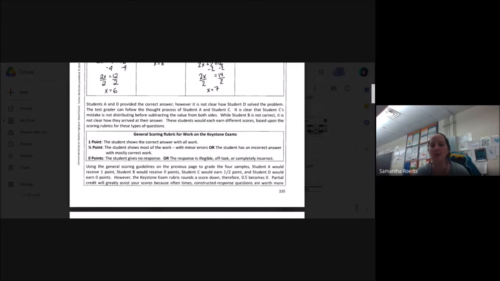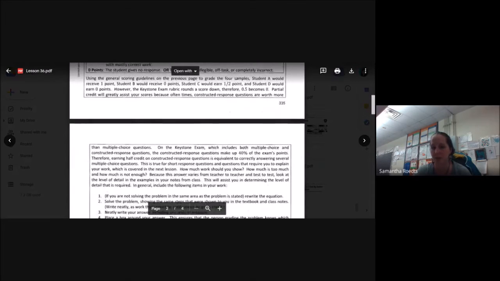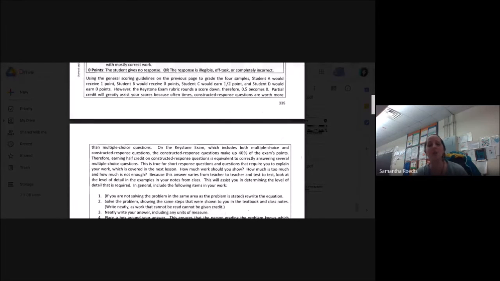Using the general scoring guidelines on the previous page to grade the 4 samples, student A would receive 1 point, student B would receive 0 points, student C would earn half of a point, and student D would earn 0 points. However, the Keystone exam rubric rounds a score down. Therefore, 0.5 becomes 0. Partial credit will greatly assist your scores because oftentimes constructive response questions are worth more than multiple choice questions. On the Keystone exam, which includes both multiple choice and constructive response questions, the constructive response questions make up 40% of the exam's points. Therefore, earning half credit on constructive response questions is equivalent to correctly answering several multiple choice questions.